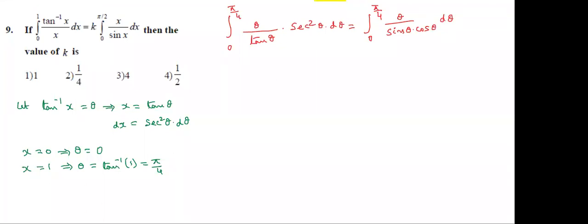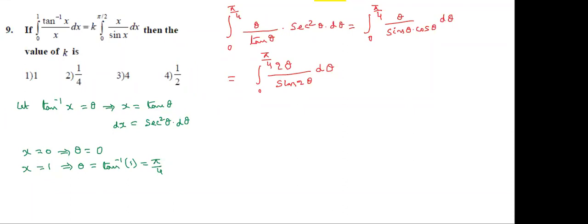Next, see the denominator. Sin theta cos theta is there. If we have 2 sin theta cos theta, then the formula is there, no? Now multiply with 2, 0 to pi by 4, and divide with 2. 2 sin theta cos theta is sin 2 theta d theta. Now here, these two I am writing here. This is 2 theta. Integration 0 to pi by 4, 2 theta by sin 2 theta d theta.